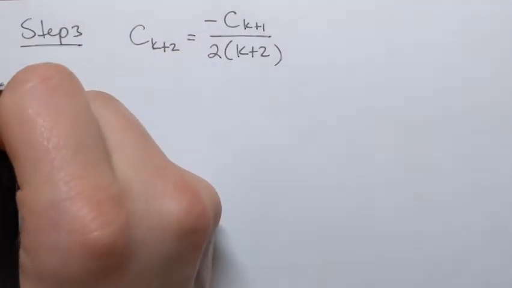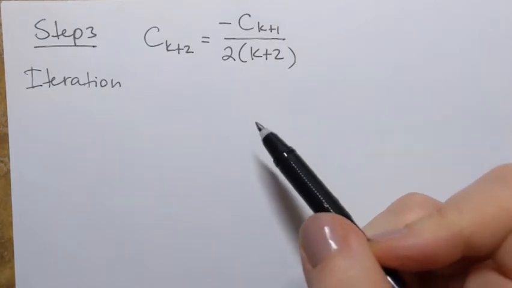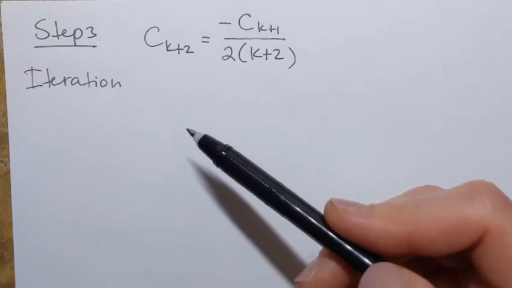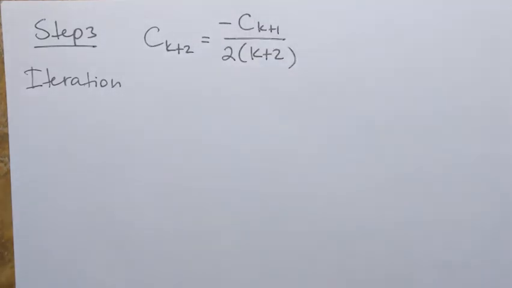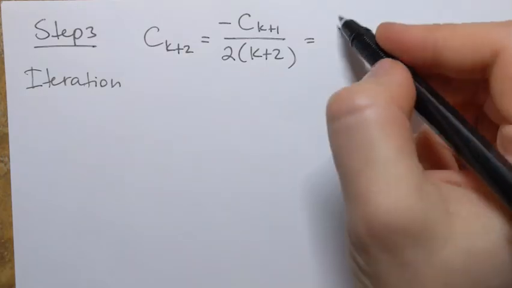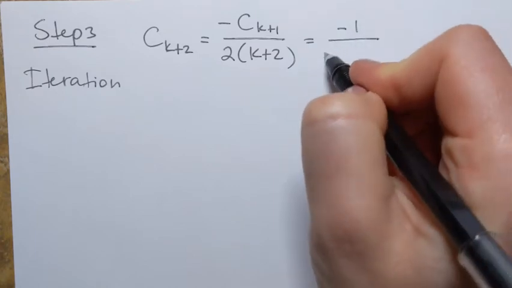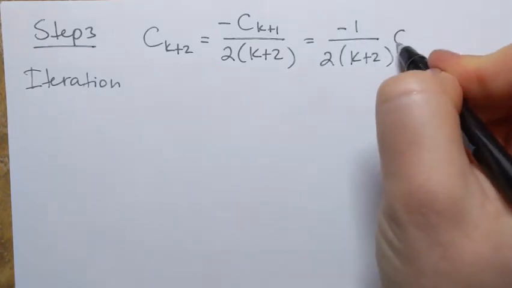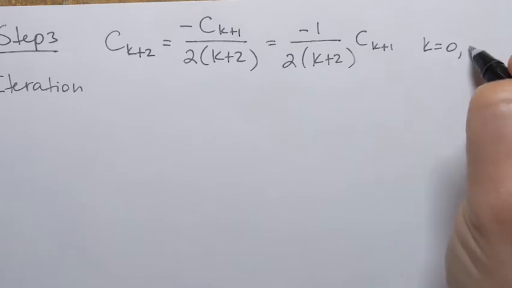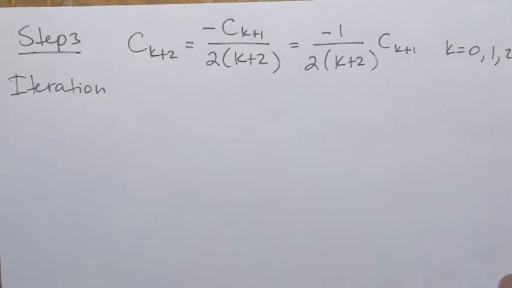Well, we're going to perform iteration, which is taking the first few, 4 or 5 values of k, it all depends on how soon you can recognize a pattern, and plugging those values into this recursion formula until you, again, can see a pattern. I'm going to rewrite this formula slightly differently. I'm going to put c sub k plus 1 on the side, so it's going to be negative 1 in the numerator, and then 2 times k plus 2 in the denominator, and then c sub k plus 1 right here. So I will be trying values of k 0, 1, 2, 3, and as many as I need. So let's start with the first one. So k equals 0.